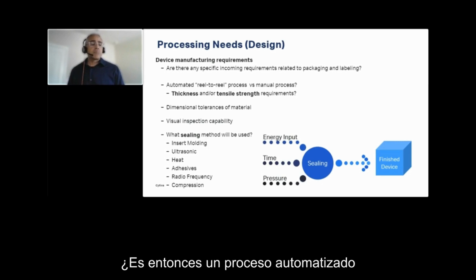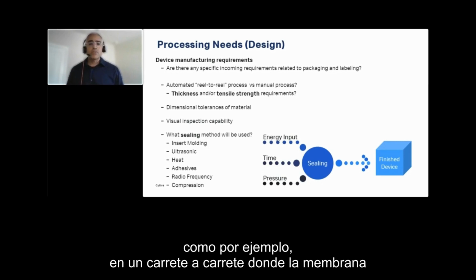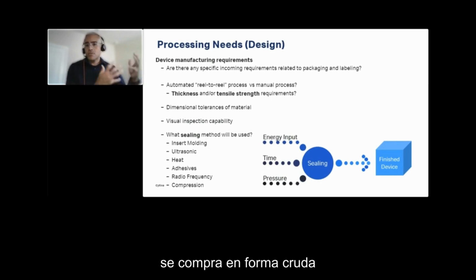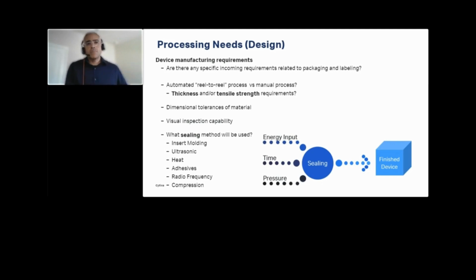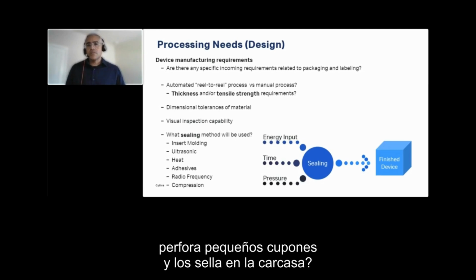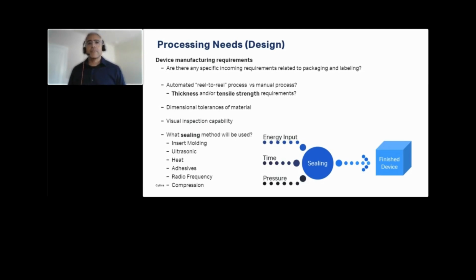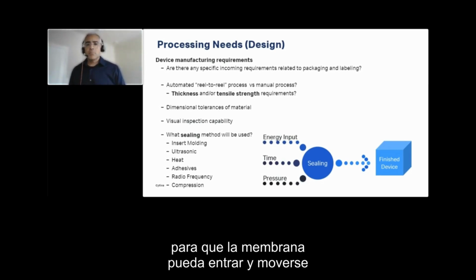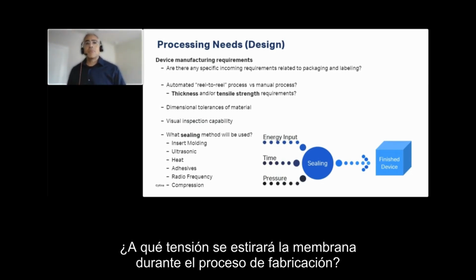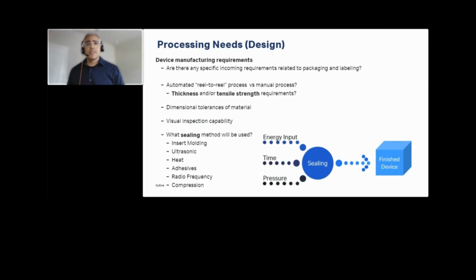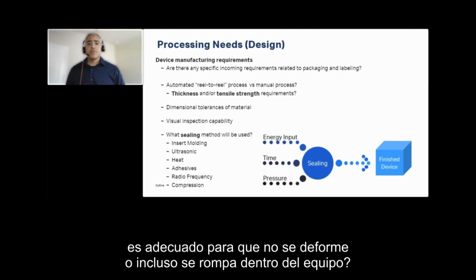So is it an automated process, such as a reel-to-reel where the membrane will be purchased in a roll form, and during production automated equipment is punching out small coupons and sealing them into a housing? So what are the thickness requirements so that the membrane can enter and move through the manufacturing equipment? At what tension will the membrane be pulled through the manufacturing process? So is the material adequate so that it's not deforming or perhaps even tearing inside the equipment?